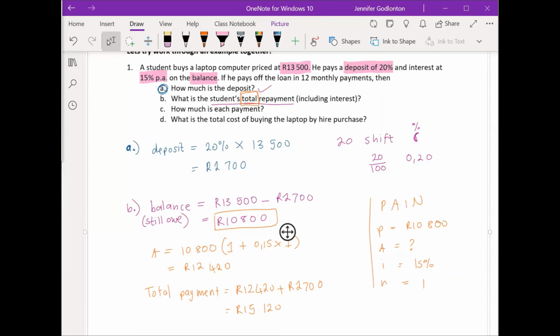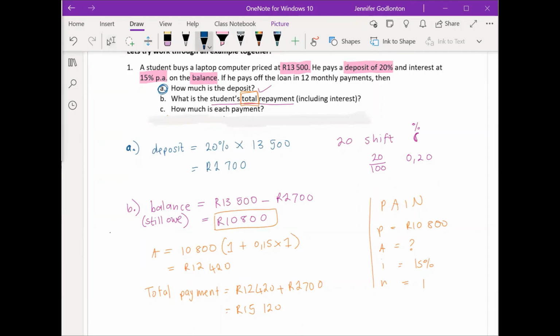Okay. All right. We've also answered D. D is a repeat question, so we can get rid of D. That's nice. Okay, so our last question here is just C. How much is each payment? So how many payments does the student make?